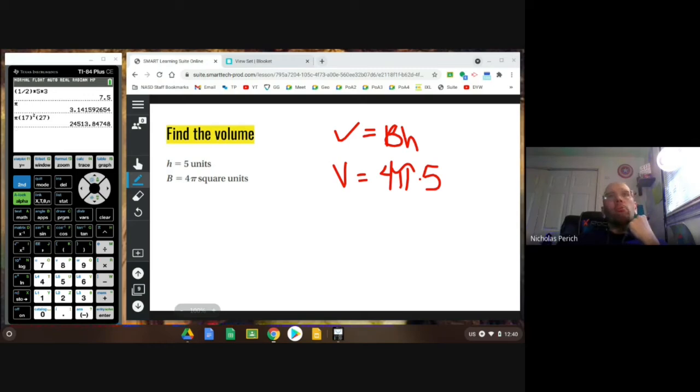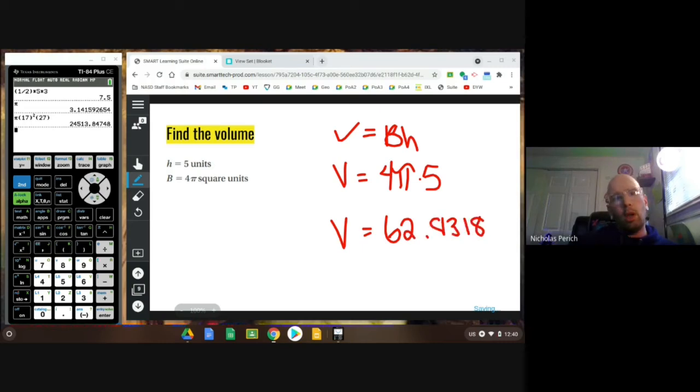Five more seconds. 5, 4, 3, 2, 1. Good. 4 pi times 5. It's about 62.8318. Units cubed. Beep. Beep. Units cubed.